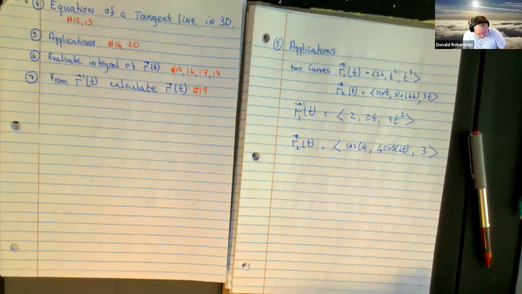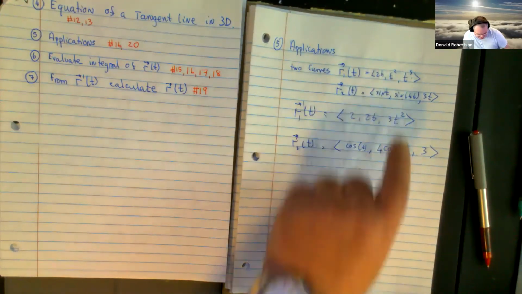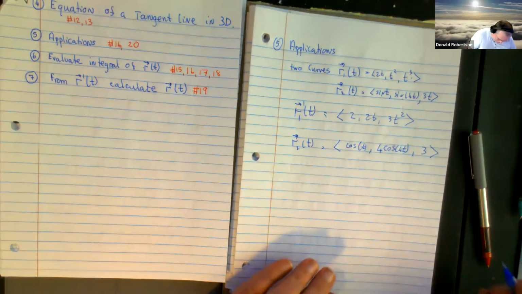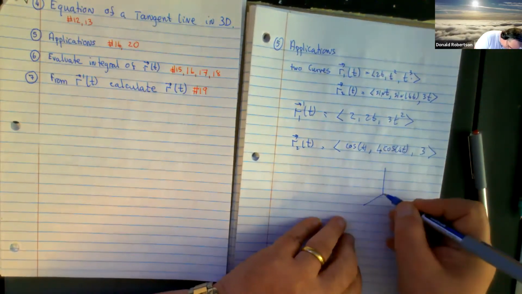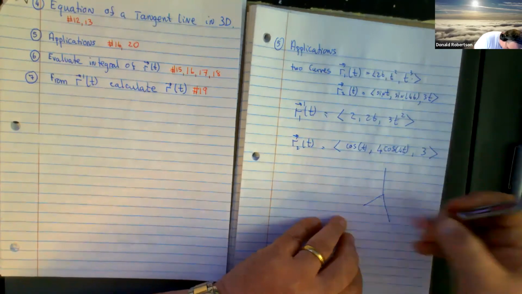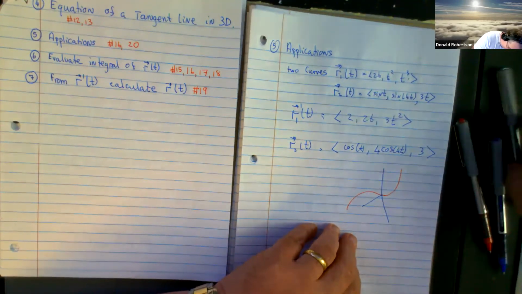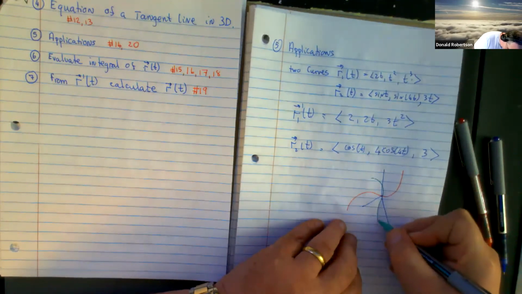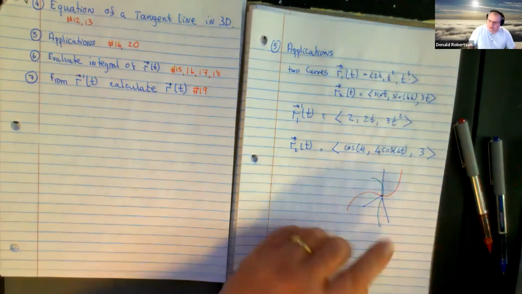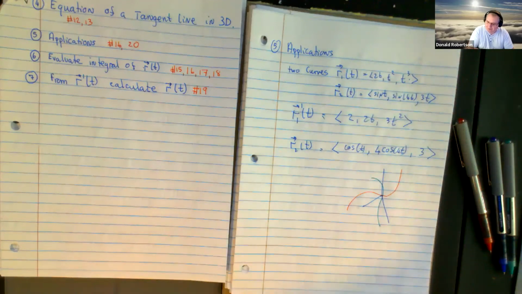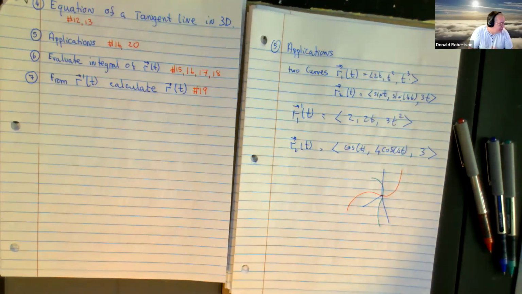Now you are told that these two curves intersect at the origin. Can you imagine that the first one looks something like that and the second one looks something like that? So right at the origin, these two pathways meet. And we are being asked to find, to the nearest degree, what angle they cross at.